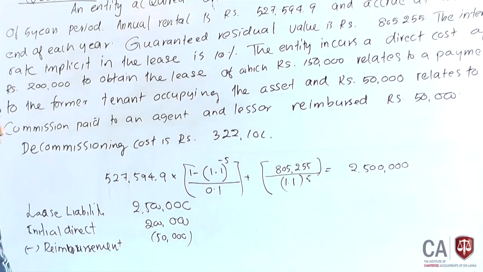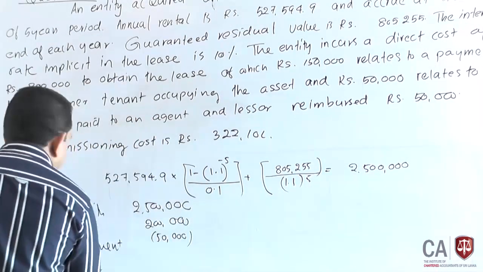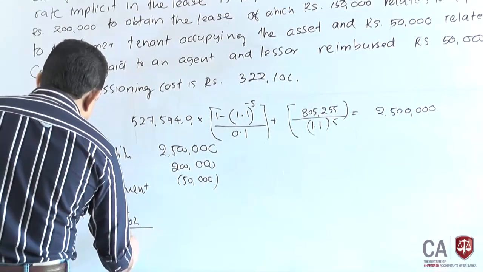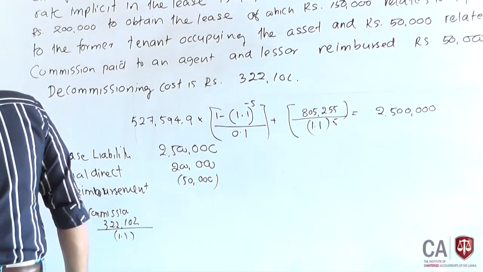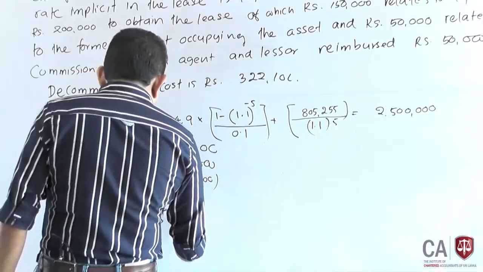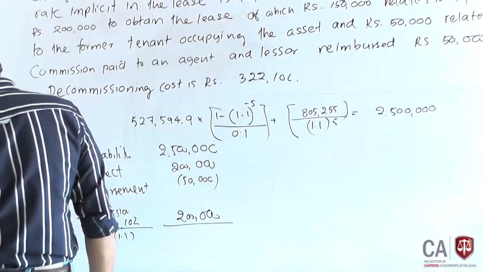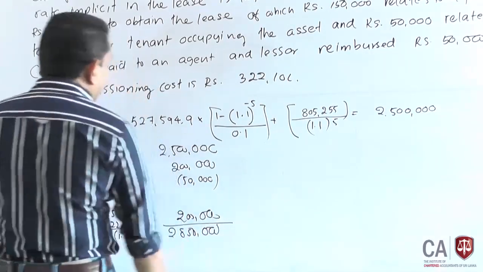And apart from these, you also need to include plus decommissioning and dismantling cost of the asset, that is also given, 322,102. It is discounted by 10% interest rate, and let us work it out, and that will be another 200,000. So, the right of use asset value has to be how much? 2,850,000. This is how you work it out.